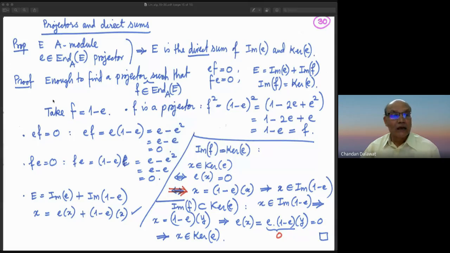Okay, in fact, we can take F to be 1 minus E. That is certainly an endomorphism of the module E. Let us check that it's a projector. I have to compute F squared.